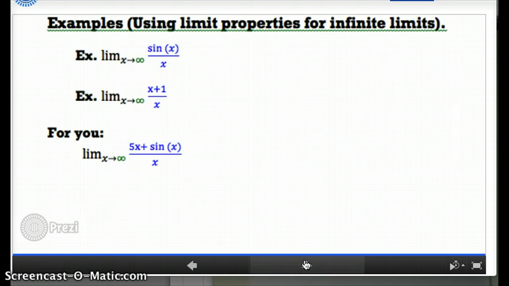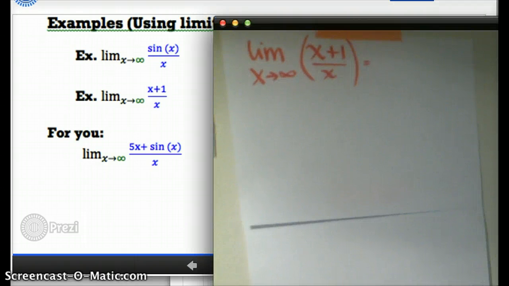So let's look at these examples. I'm actually going to work out the second example first. The basic idea is that I can't solve this limit by plugging in because it doesn't mean anything to plug in infinity on the bottom. And even if I did, there would be infinity on the top, and infinity divided by infinity is kind of weird. Who knows what that is? Certainly not a real number. So we're going to have to use limit properties.